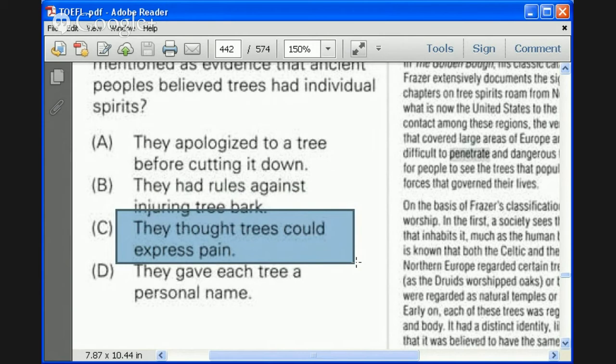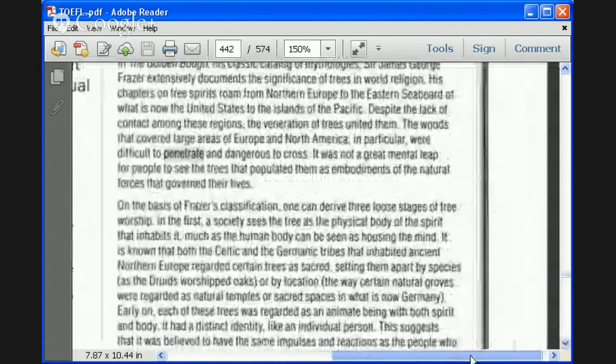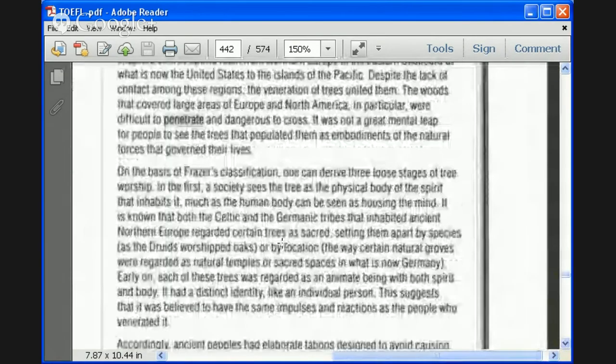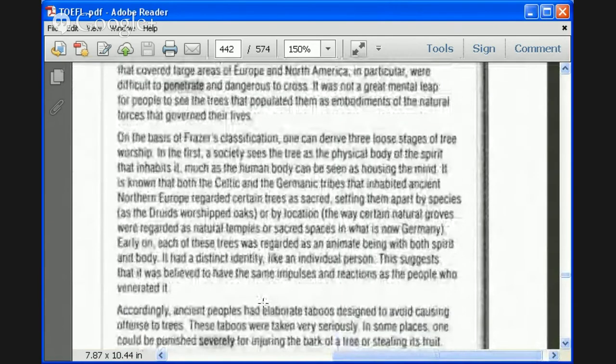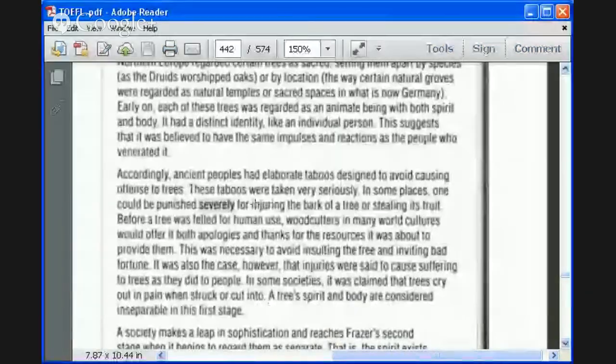They thought trees could express pain. Oh, what are we going to look for here? How are we going to find pain? Pain. Okay. Yeah, there's the tree bark. Okay.